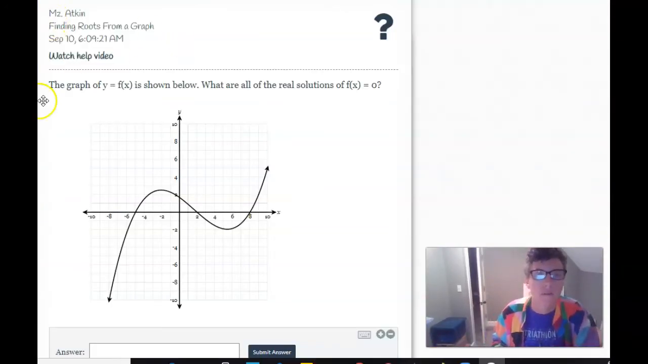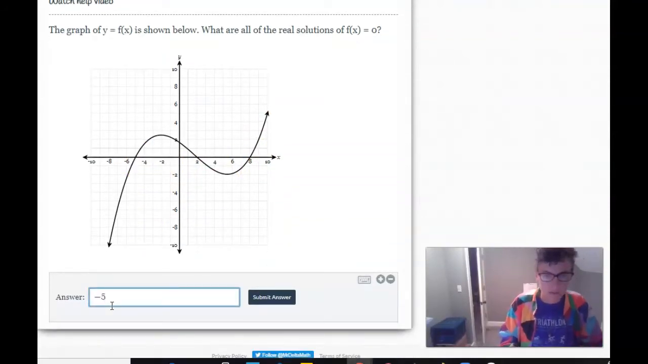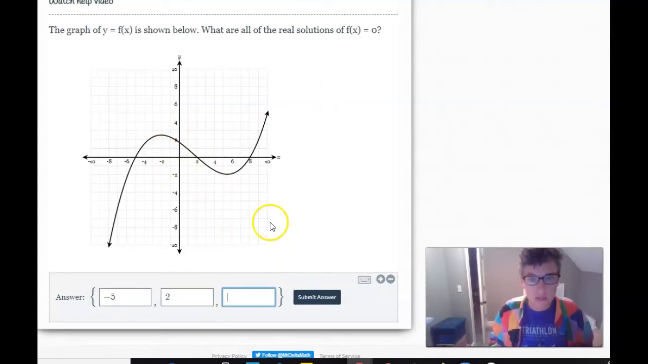Finding roots from a graph. The graph of y equals f of x is shown below. What are the real roots of this equation, f of x equals 0? So, we're really just finding the numbers where this graph crosses the x-axis. So it looks like it's at -5. We've got a root at -5. We've got a root at 2. And we've got a root at 8. Great.